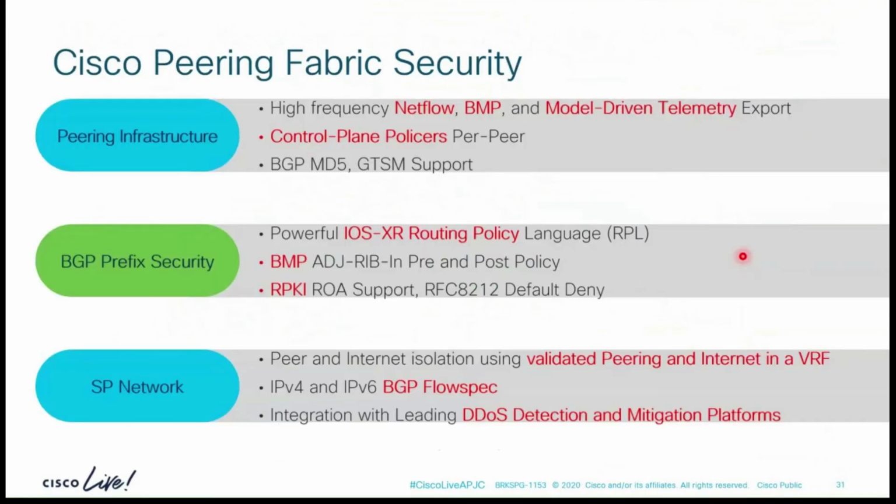And another one, peering fabric security. The Cisco internet gateway has security features such as IOS XR, RPL, BMP, RPKI, NetFlow, flow spec capability, and it can also work with model-driven telemetry. We also have a solution in cooperation with Arbor for DDoS detection and mitigation.